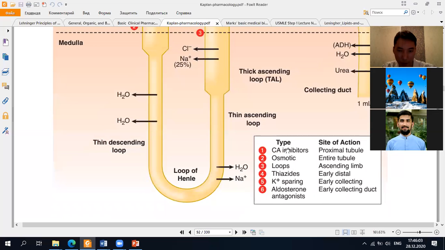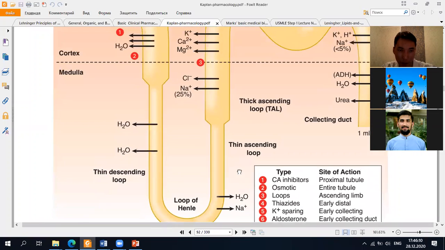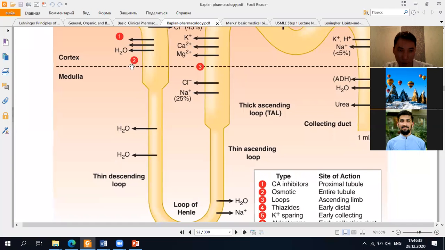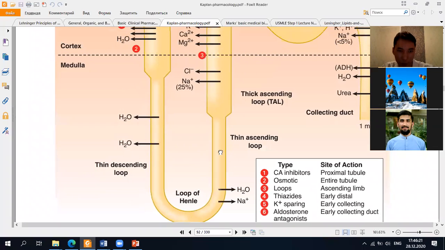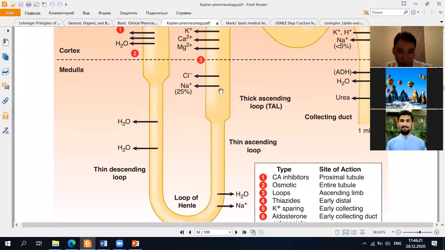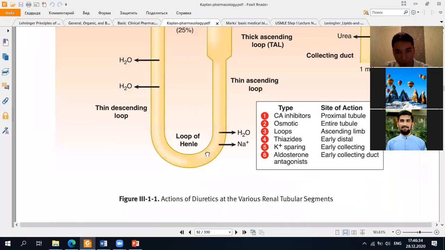Carbonic anhydrase inhibitors are located in the first part. And the second part are the osmotic diuretics. Osmotic diuretics will be acting on this area of the nephron. Another one is the loops: the loop of Henle, the descending loop, and the ascending loop of Henle, the thin part and the thick part too.